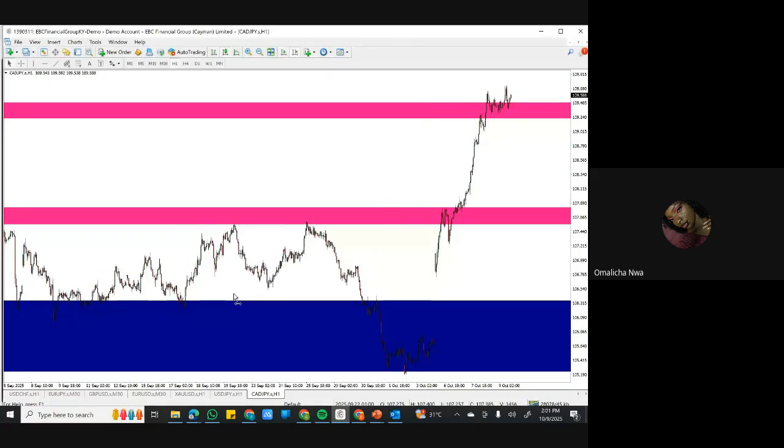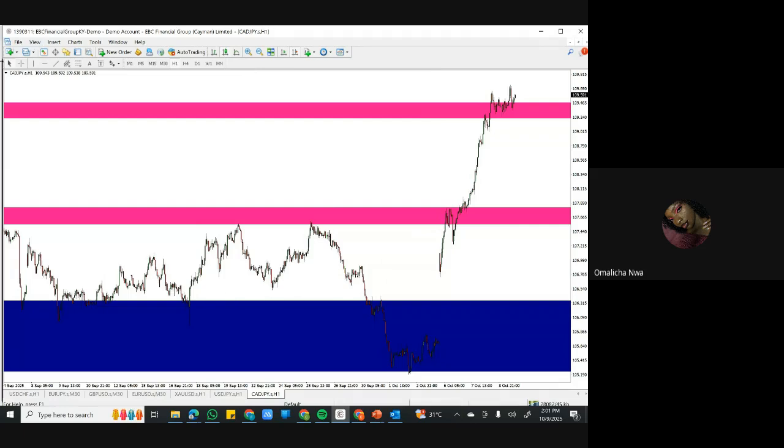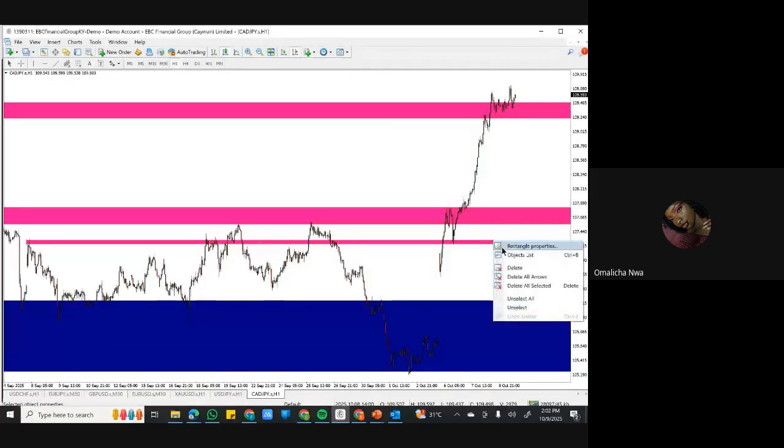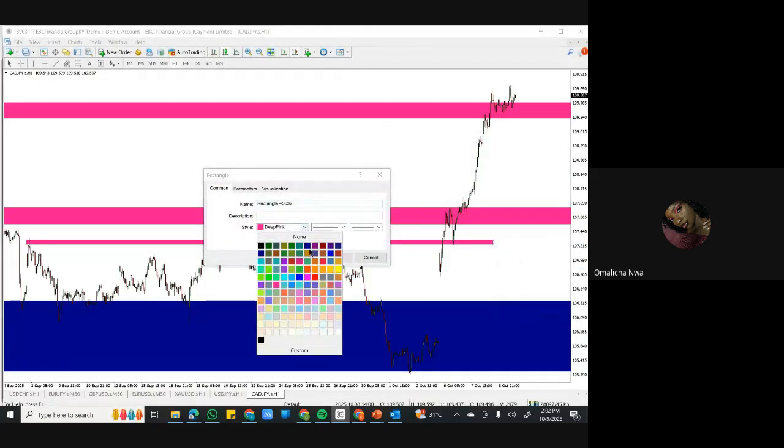Now, under this pink, before here that we have pink, let me draw a purple or green resistance and support level, so that you can see that even under here, we still have more resistance and support levels. The more you go to a lower time frame, the more you see of these support and resistance levels.